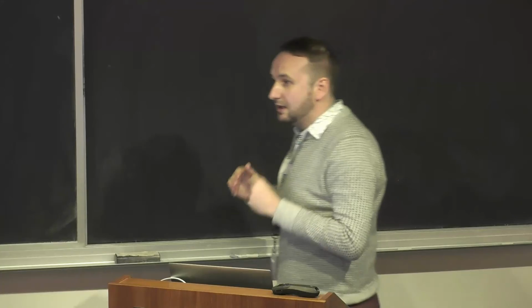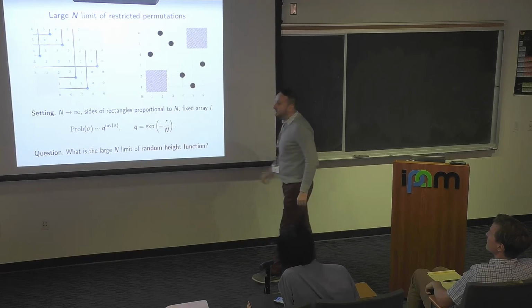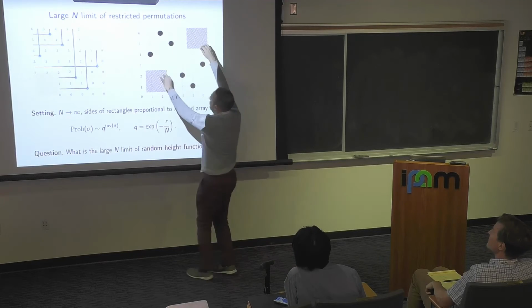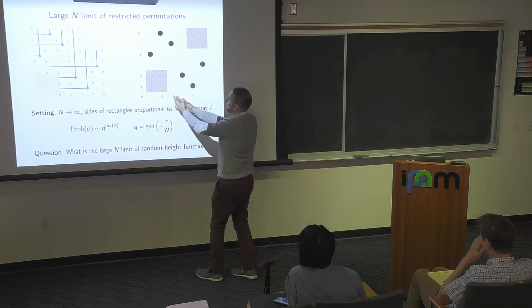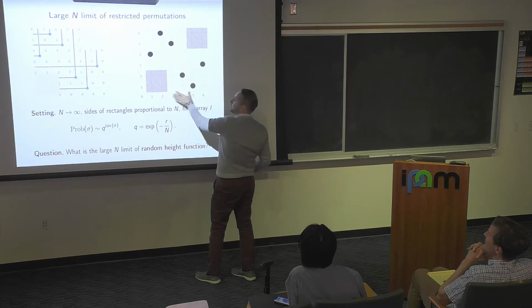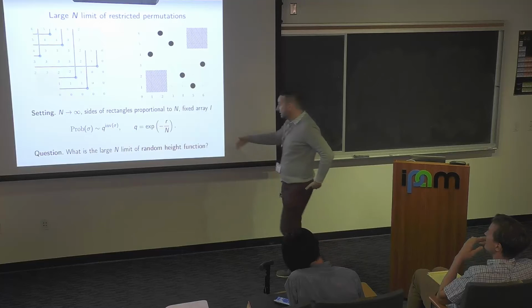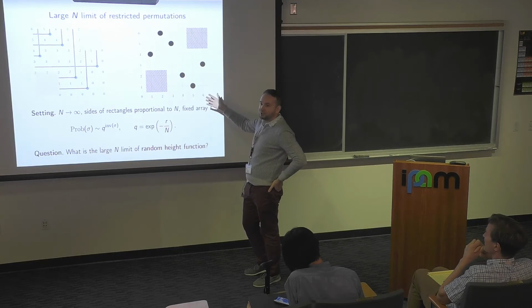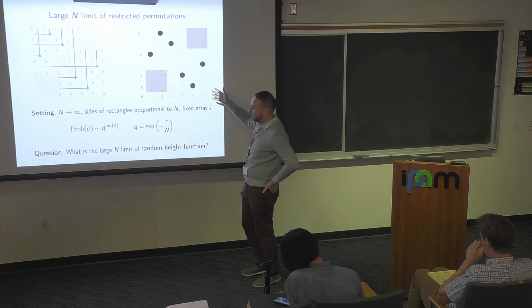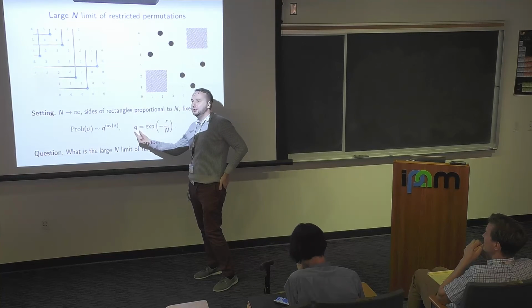And now we can ask the same questions as before about this model. So, you will send n to infinity, keeping your array I fixed, and the sizes of the rectangles will just grow proportionally. So maybe you have 1 million times 1 million here, and this is 1/3 of the length, 1/3 of the length, 1/3 of the length. And then you ask yourself, what is the limit of the random height function of this restricted Mallows permutation as n goes to infinity?